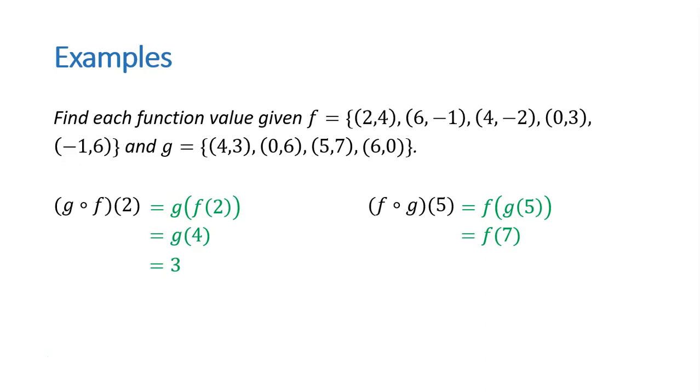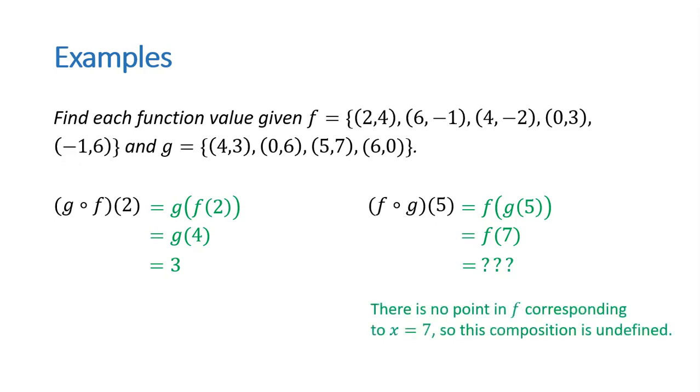Now I've only got 5 ordered pairs and I can't make any assumptions about anything else. These are the only ordered pairs that are part of the function. And what I'm noticing is I don't have a point with an input of 7. I don't have a point with an x coordinate of 7. So what happens? Well, since there is no point in f corresponding to x equals 7, it means this composition is undefined. There is no answer. It's undefined. There is no solution for this one.